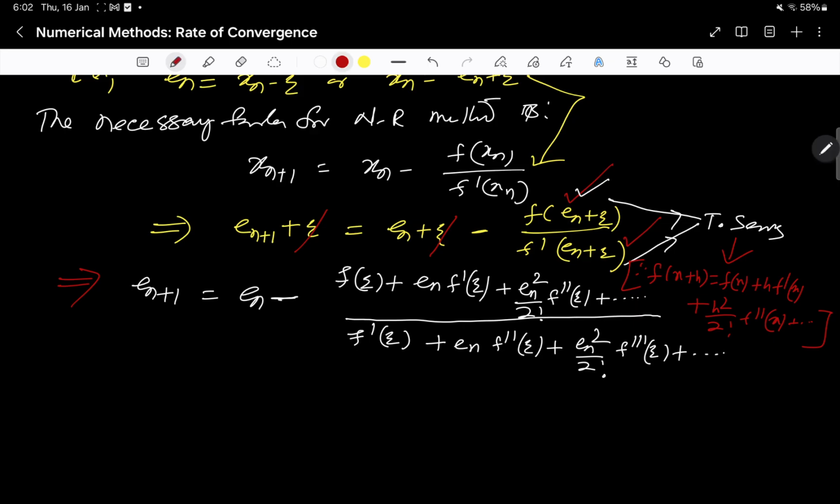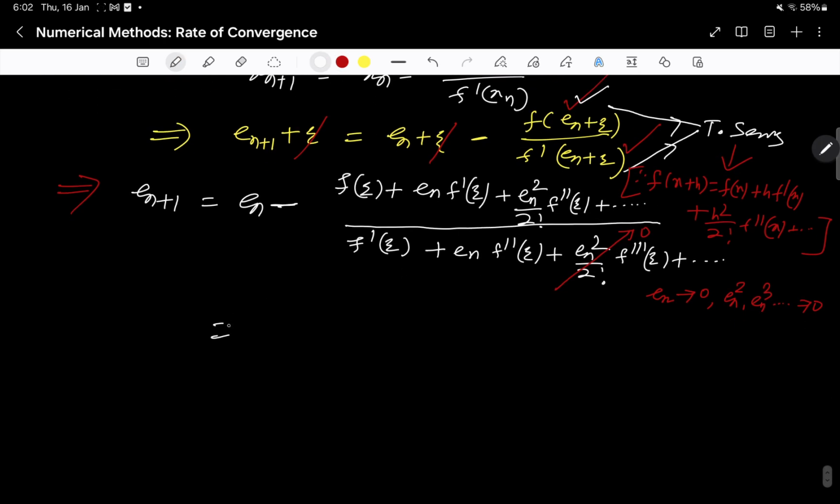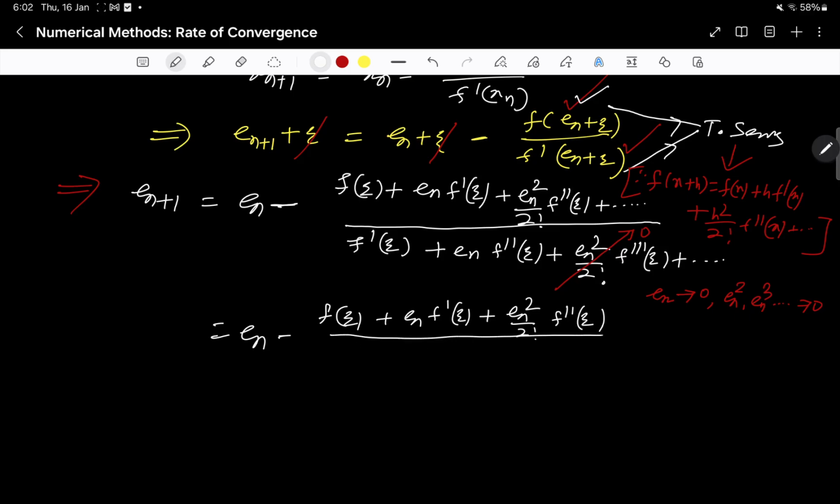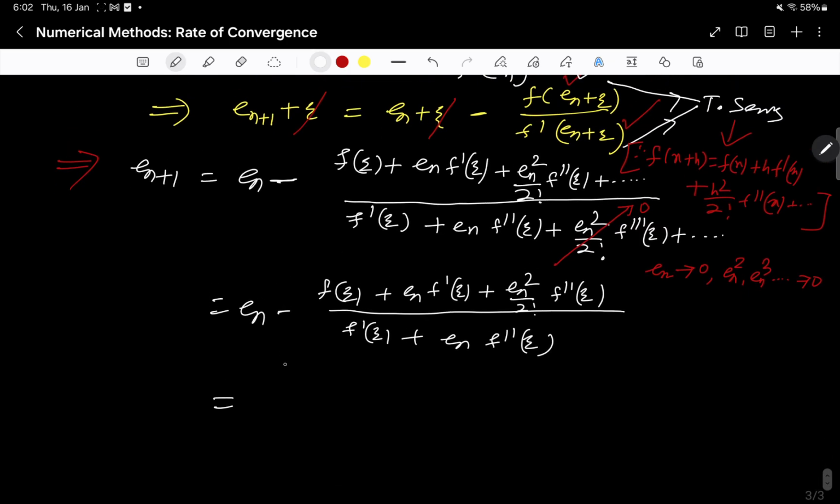So now suppose in the denominator, let it be 0 here. Okay, because epsilon n is a very small positive number, and epsilon n square, epsilon n cube, and so on will tend to 0. In the denominator let me write this tends to 0. Okay, so now it will be en minus f zeta plus en f dash zeta plus en square by factorial 2 f double dash zeta. I stop it here, and in the denominator it is f dash zeta plus en f double dash zeta. Just you add it.